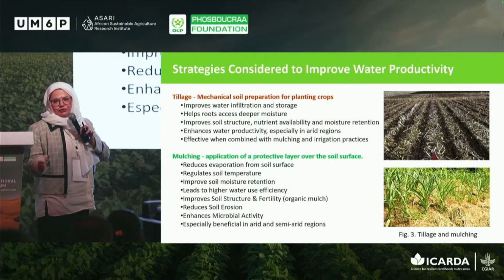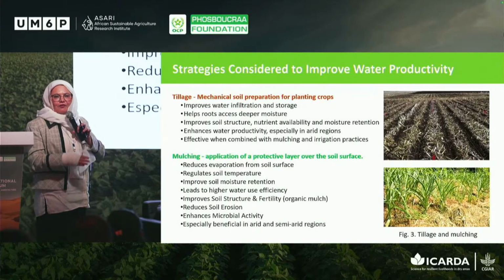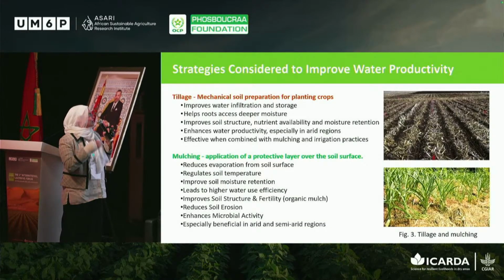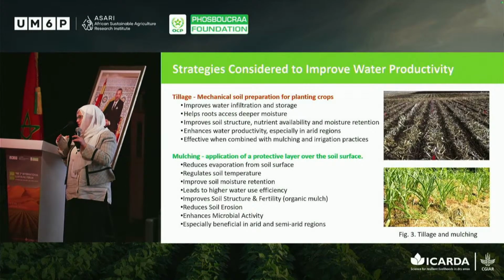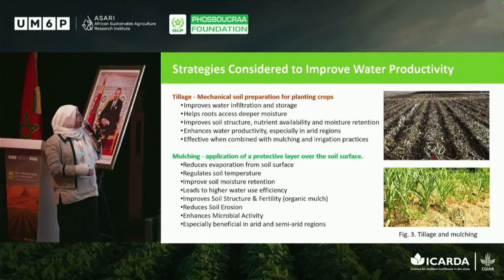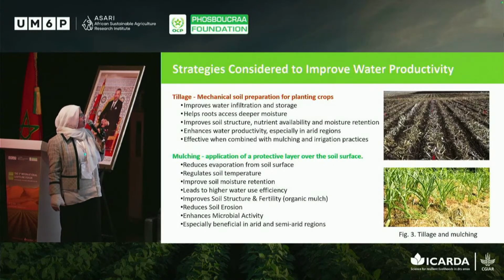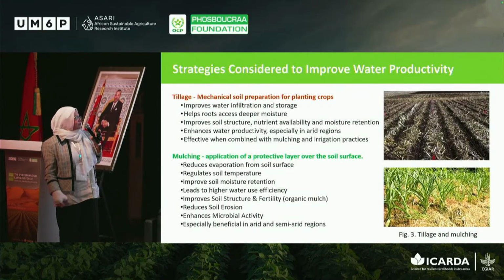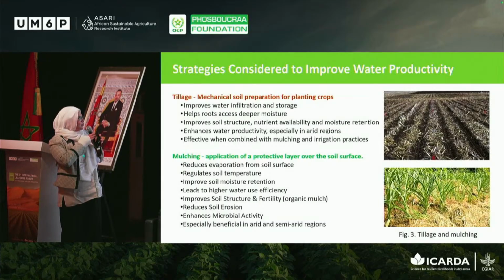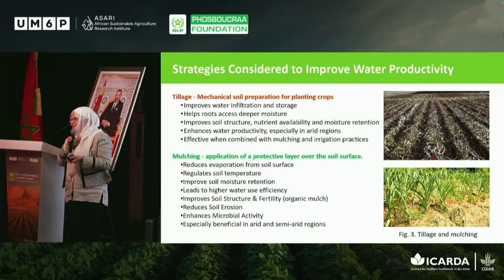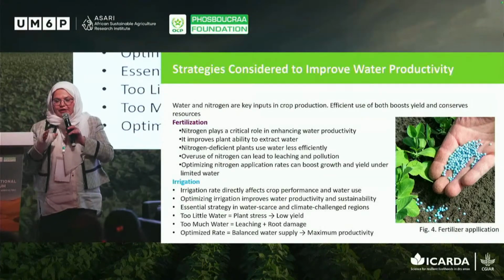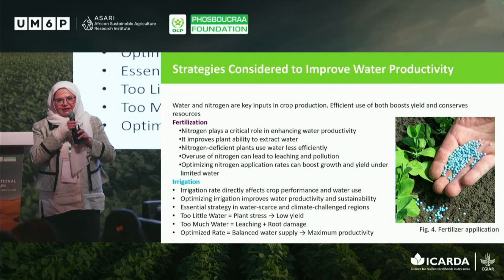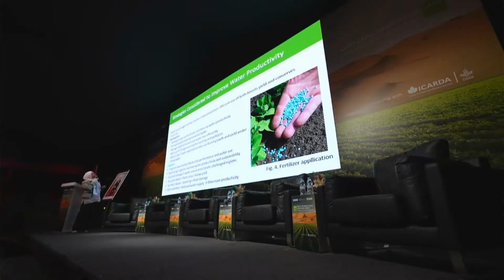What is mulching? We are also using mulching for our crop as one of the conservation agriculture practices. Mulching reduces evaporation from soil, and that's why I said we have very high temperature in Kuwait. Mulching regulates soil temperature, improves soil moisture, leads to higher water use efficiency, improves soil structure and fertility, and reduces soil erosion. There are lots of benefits of using mulching. In addition, fertilizer is very important, so under these harsh conditions we try to use less nitrogen than the farmers always use.